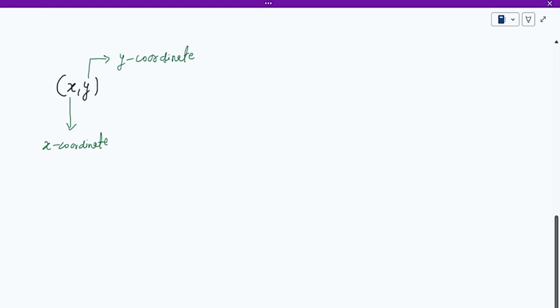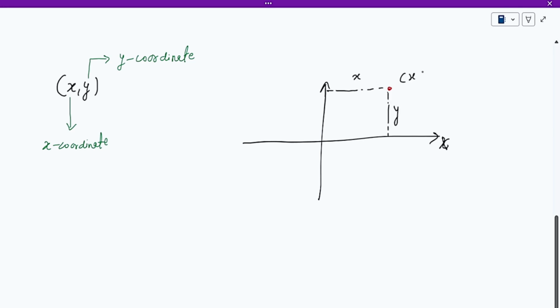What we call the y coordinate? The first component is the x coordinate, the second component is the y coordinate. Just try to understand, the x coordinate of a point. This is the x axis, y axis, and we have a point over here. I'm telling you that the x coordinate of a point means distance. This is the x coordinate, and this is the y.